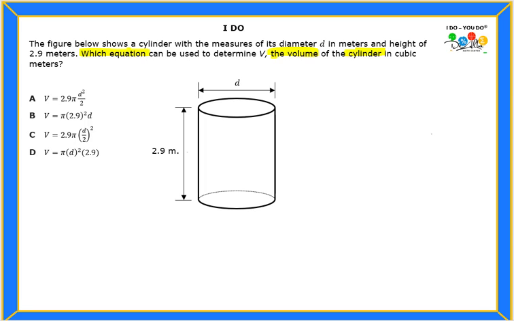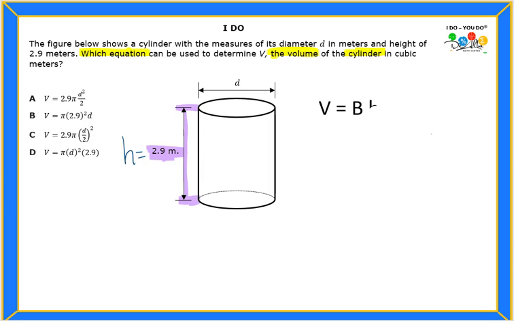I do see a 2.9, and notice how 2.9 goes from here all the way here, right? Therefore, 2.9 is my height. Very good. So let's write down labels here. What about D? Well, D is the diameter, right? Okay, very good. This is my diameter. And what else do I need? The formula, is that right? Okay, so what's the formula for volume of a cylinder?